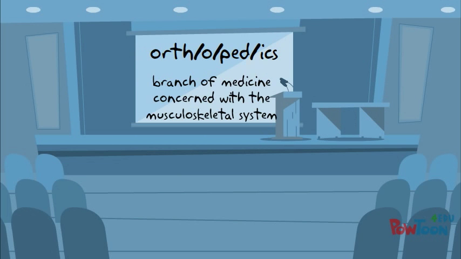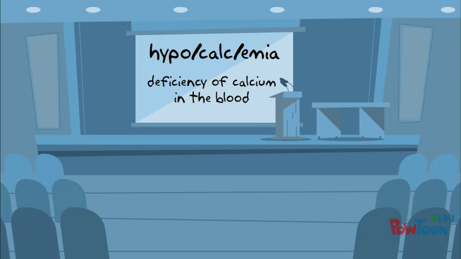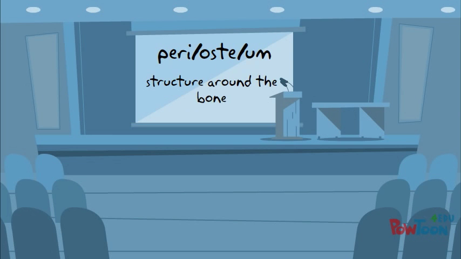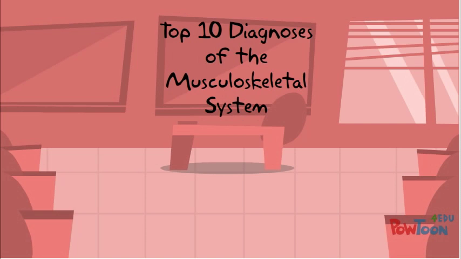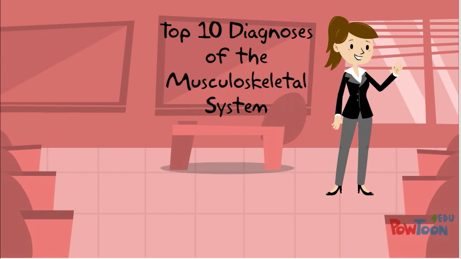Orthopedics is a branch of medicine concerned with prevention and correction of musculoskeletal system disorders. Hypocalcemia is a deficiency of calcium in the blood. Periosteum is the structure around the bone. We will now go through the top 10 diagnoses of the musculoskeletal system.